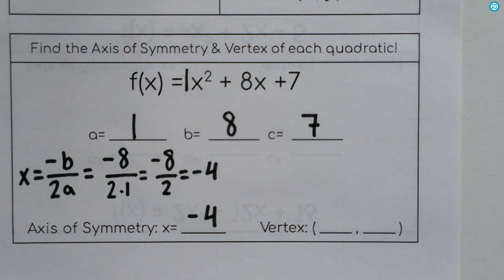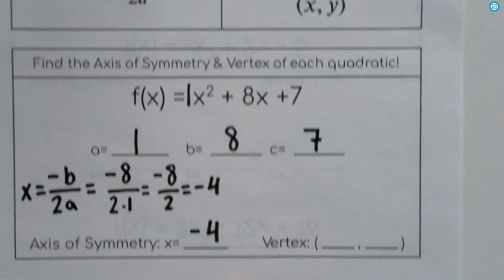So it is a formula. We always just do negative b over 2a. Any questions on that? Okay, so the other part of what we are doing today is finding the rest of the vertex.